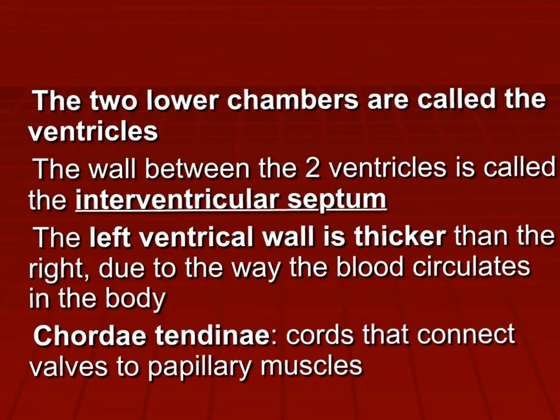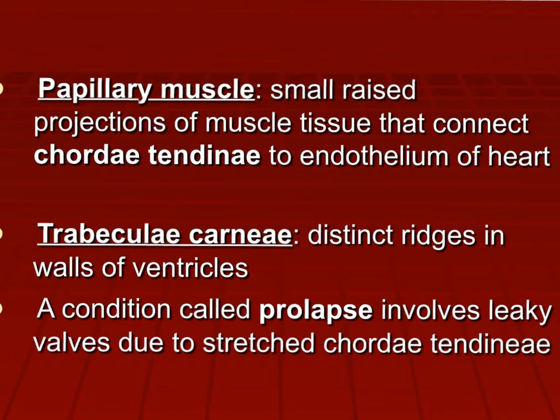The 2 lower chambers are called the ventricles. The wall between the ventricles is called the interventricular septum. The strings that attach to the valves are called the chordae tendineae. The muscles they attach to are the papillary muscles. The valve between the right atrium and right ventricle is called the tricuspid valve. The valve between the left atrium and left ventricle is called the mitral valve. The trabeculae carneae are the ridges in the walls of the ventricle.